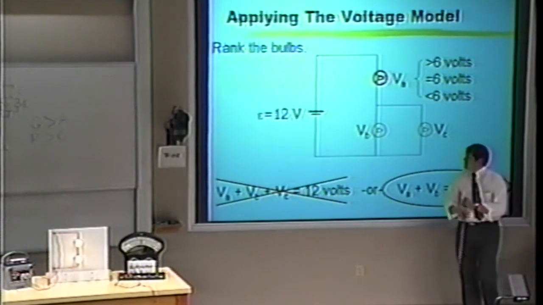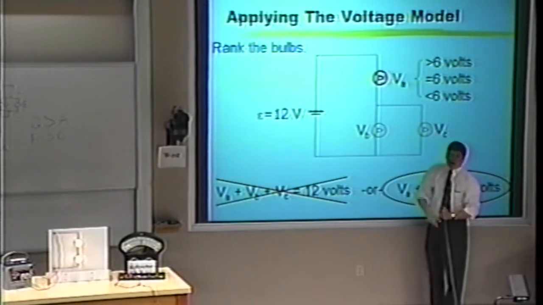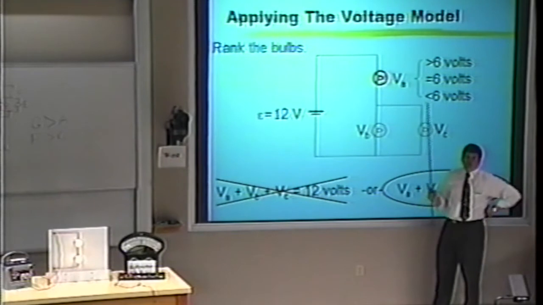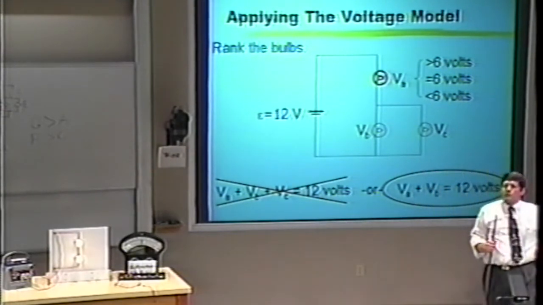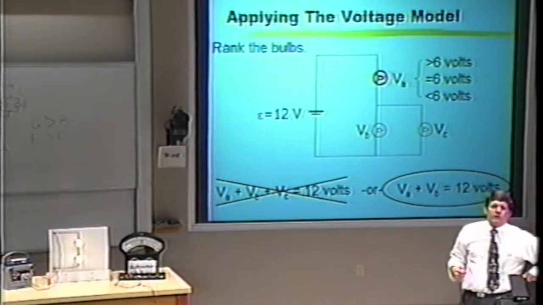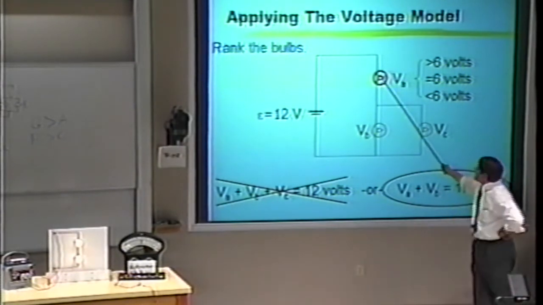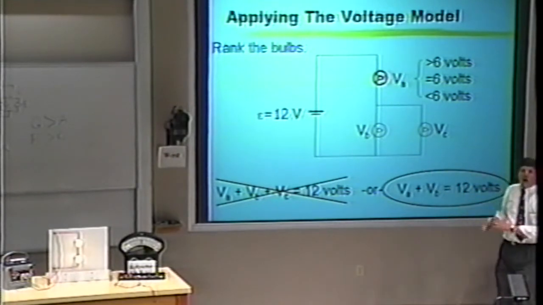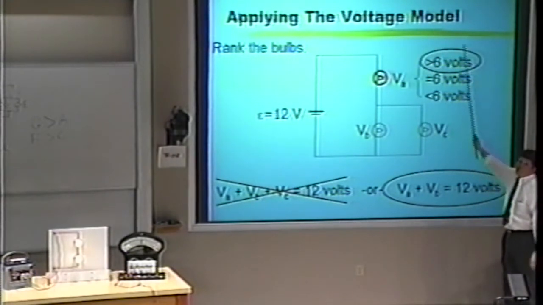Now, let's concentrate on just VA and VB. I see that one of those is a really bright bulb, and one of those is a really dim bulb. I've got to divide up 12 volts between them. Is it 50-50 or some other way? Some other way. This bright bulb's got to have more volts than this dim bulb. It's got to add up to 12. That means that this one has to have greater than 6 volts.